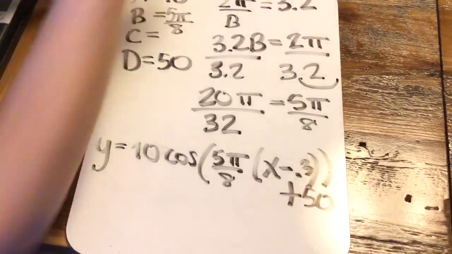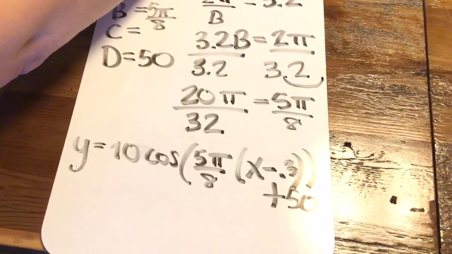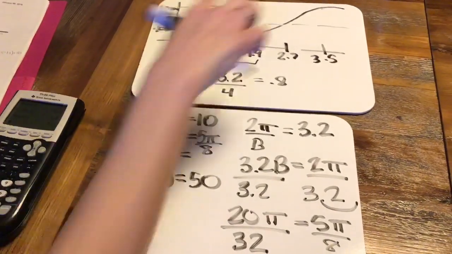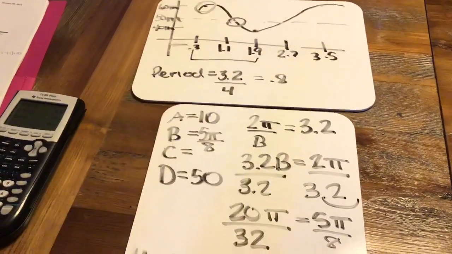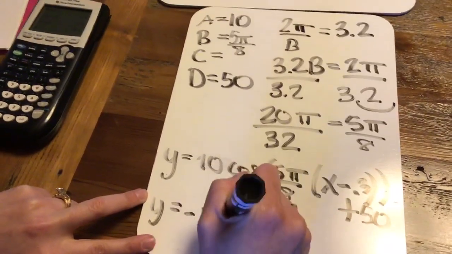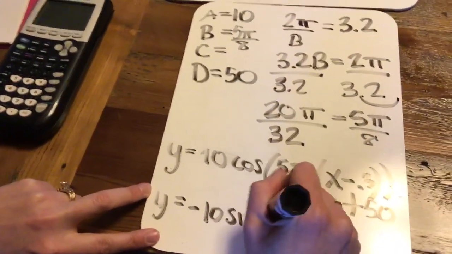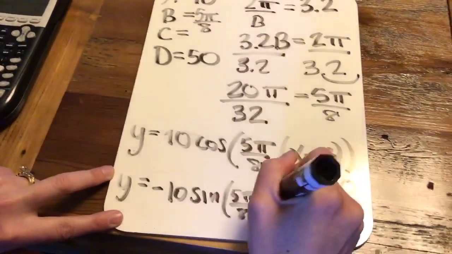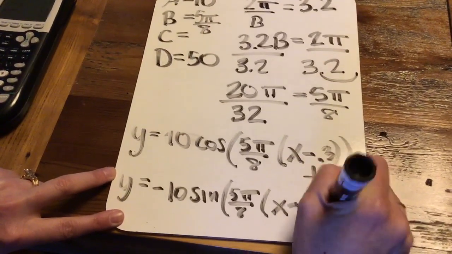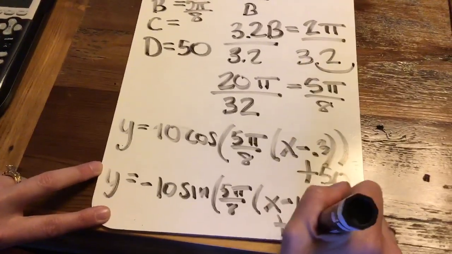In order to find my sine equation, I'm going to use this intercept right here, which is 1.1. So that intercept right there, the next point is a minimum, so I know it's going to be negative sine: y equals negative 10 sine of 5 pi over 8 times x minus 1.1, plus my 50.